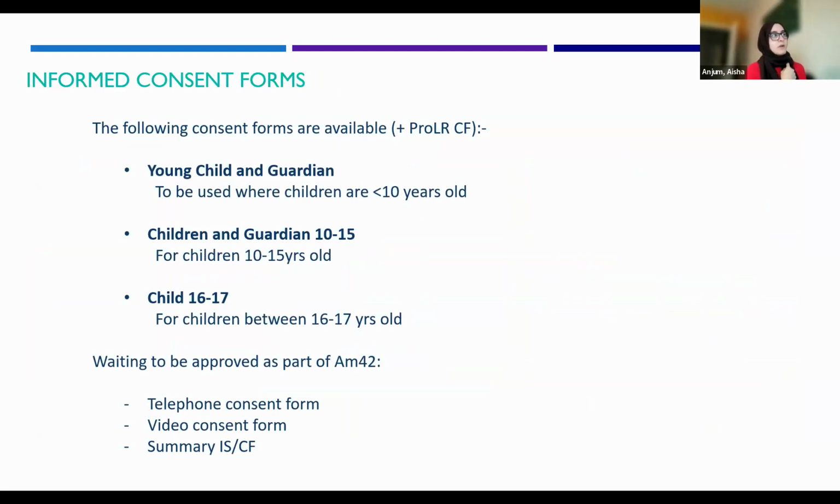So the consent forms that we currently have are split into 3 age groups. We have one for under 10-year-olds, we have one for 10 to 15-year-olds, and then we have one for 16 to 17-year-olds. And then the ones that we're currently waiting to be approved are the telephone consent form and the video consent form, and then the summary version of the information sheet and consent form, which is just a shorter version for those that don't want to read the full information.